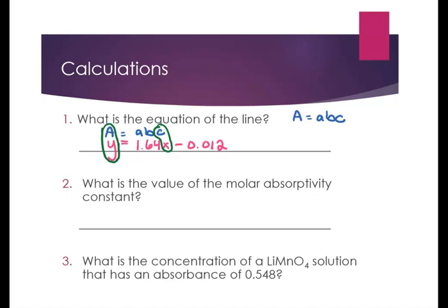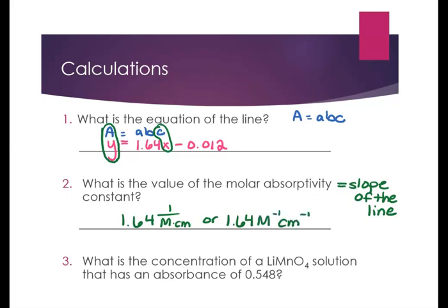So A is the molar absorptivity constant, and B is the path length. We said that our path length is always going to be 1 centimeter, which means that this number right here is the molar absorptivity constant. So the molar absorptivity constant is the slope of the line. So the slope of my line here is 1.64, and then units for molar absorptivity are going to be either 1 over molar centimeters or molar^-1 centimeter^-1. So now we have our molar absorptivity constant.